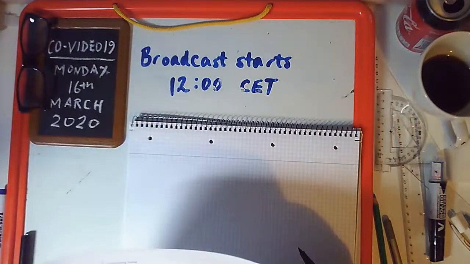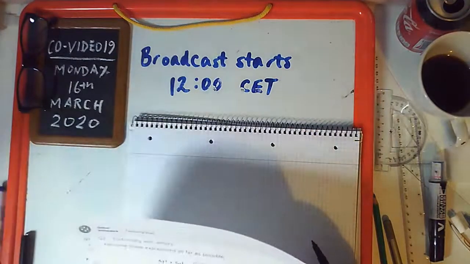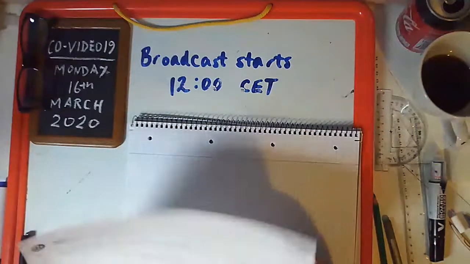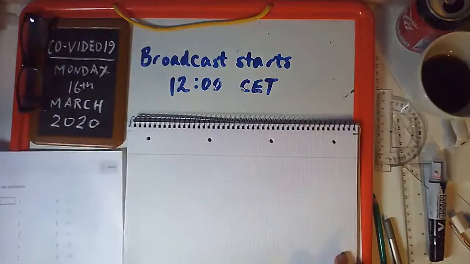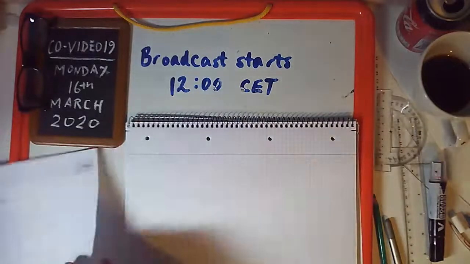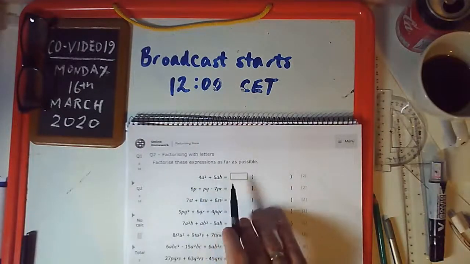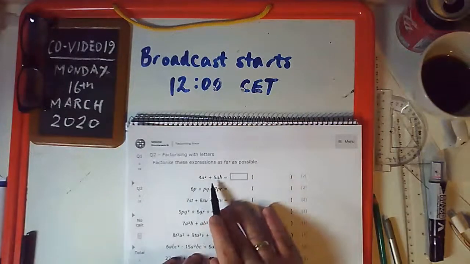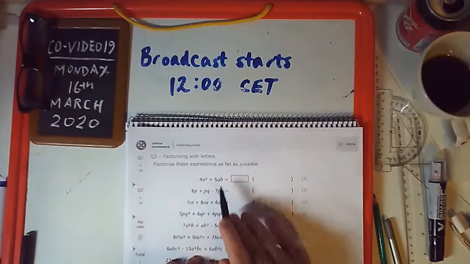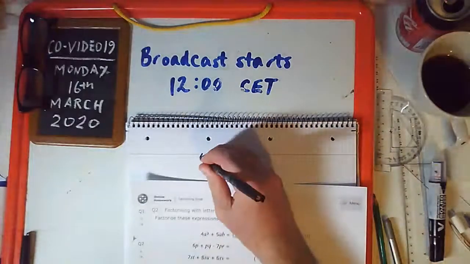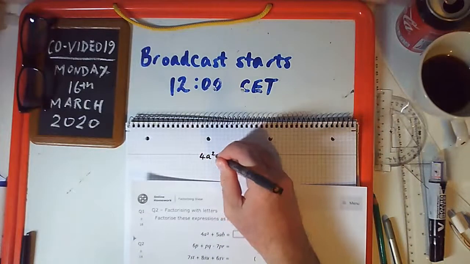Okay, so what should we do now? Factorizing with letters, linear factorizing. Okay, so this was just for the MYP3s, I think. So factorize these expressions as far as possible. 4a squared plus 5ab.